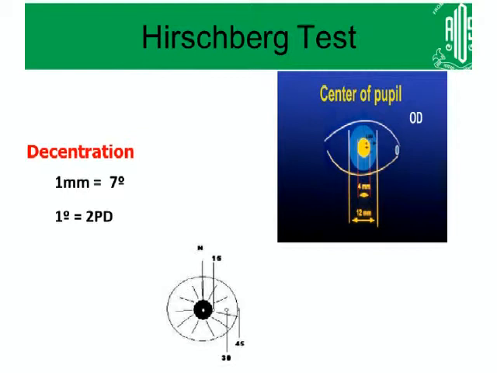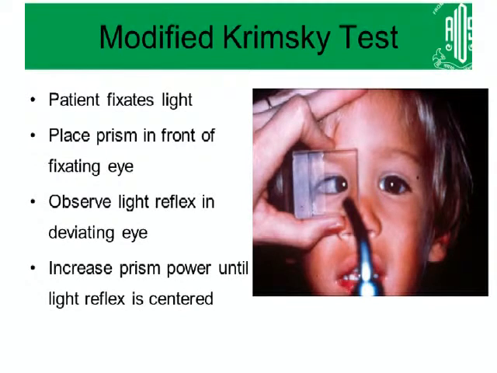That's exactly right. So modified Krimsky test, you make it a little bit more quantitative. And what do you introduce here to make it quantitative? A prism. You use a prism. But remember, both these tests are for alignment at near. Okay? So you are measuring what the patient's alignment is at near distance. So in modified Krimsky, you place the prism in front of the fixating eye and you shine a light till the light is centered in both eyes equally. Okay? So that is as simple as it is.